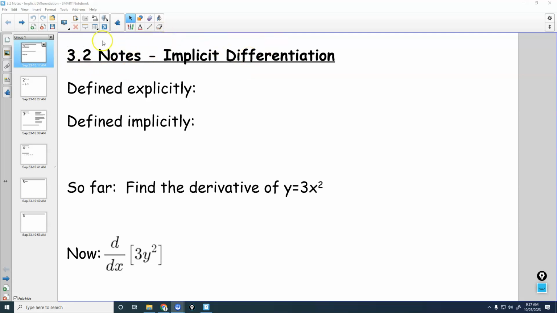So we are going to start and get as far as we can with this. We should be able to do a lot of it. It's not too extensive. But what we're going to talk about next is implicit differentiation.